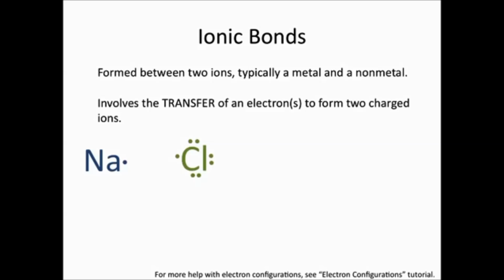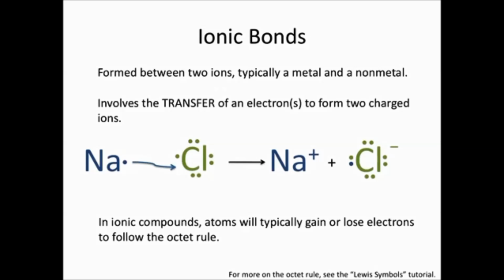So in the example of the bond formed between sodium and chlorine, sodium essentially transfers its electron to chlorine, forming a positively charged sodium ion and a negatively charged chlorine ion. And in ionic compounds, atoms will typically gain or lose electrons to follow the octet rule.